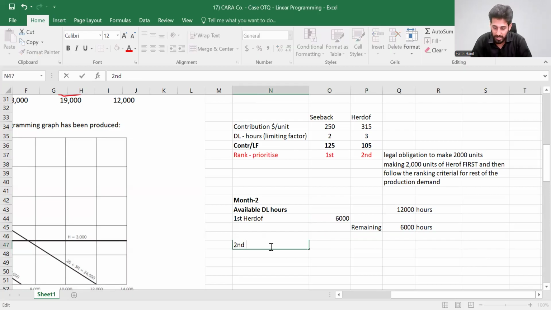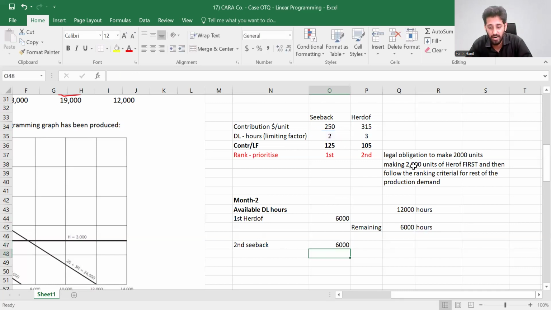Now the second one is about CBAC. Please note that there is a minimum demand to produce 3000 units of CBAC. So if I just calculate, 3000 multiplied by this 2, I need 6000 hours, and I already have 6000 hours available over here. So yes, 6000 hours can be used to make 3000 units of CBAC. So this is my optimal production plan.